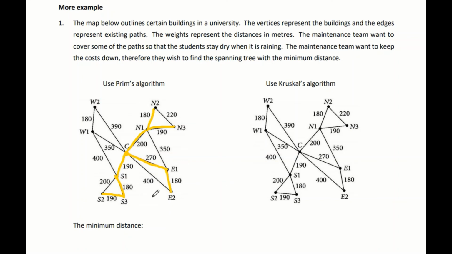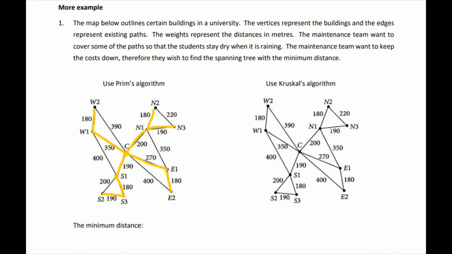Every part here is covered already, all the vertices are already included, so you're not going to look at this one. These are the two left: 390, 350, 400, so that's why the shortest here is 350. After that, the next one, 180. Okay, so we leave our answer for the last part.